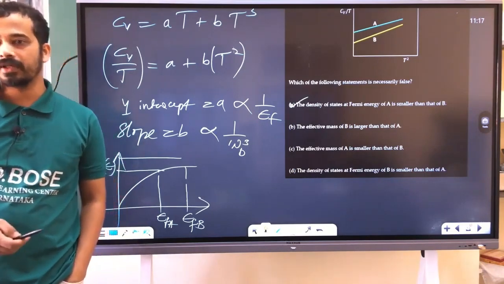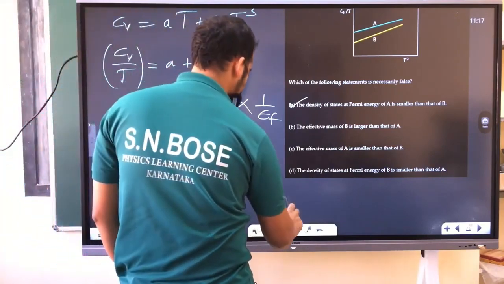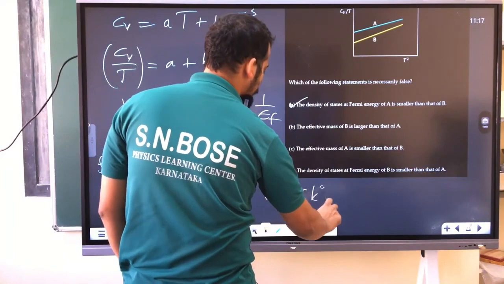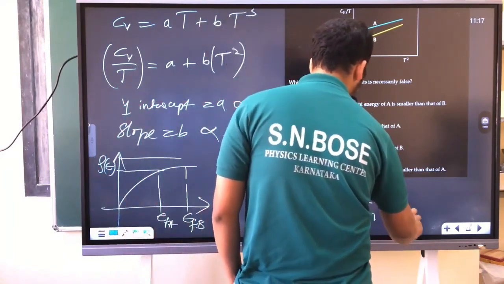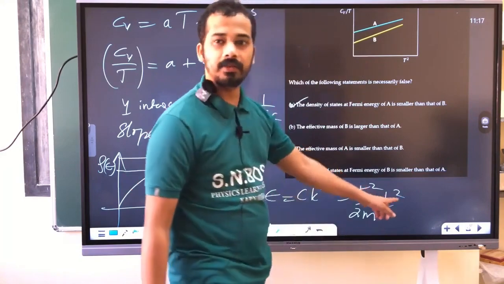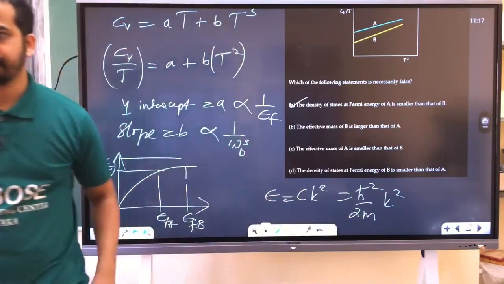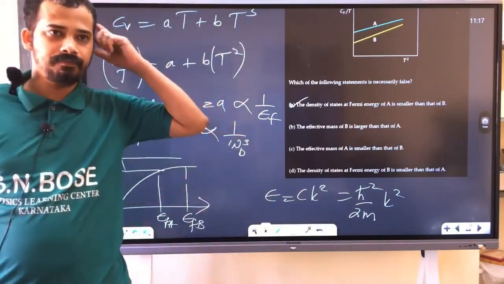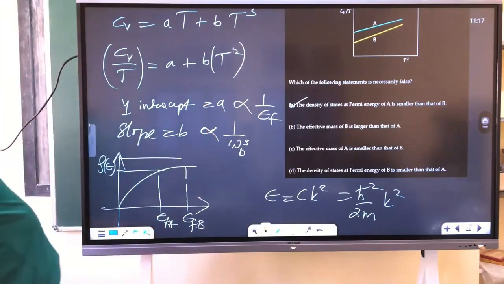Half k x square we write, isn't it? Because what I'm saying here is, E is equal to some constant into k square, am I right? That constant is h bar square by 2m into k square, isn't it? Now its second derivative will decide this actually. Second derivative means curvature. That effective mass, I don't know how to talk about that effective mass here.